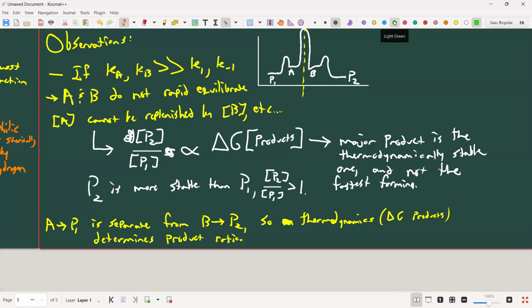Remember that we talked about the concept of increasing the amount of material you have through a reaction that's faster than the other one, even though it might not be more stable. We call that kinetic control because it is controlled by the kinetics of the process. This is controlled by the thermodynamics. So this is what's called thermodynamic control.